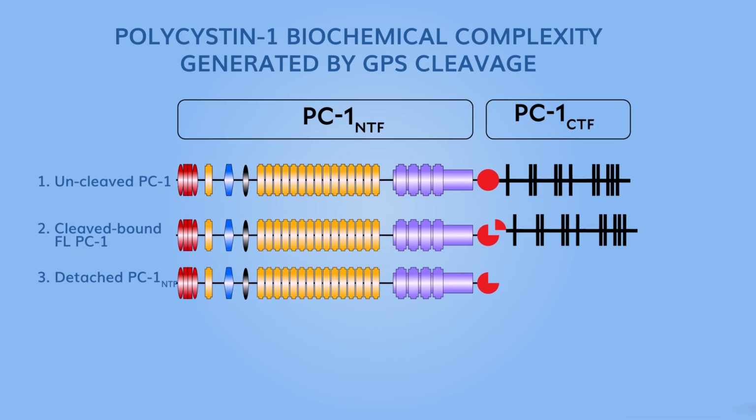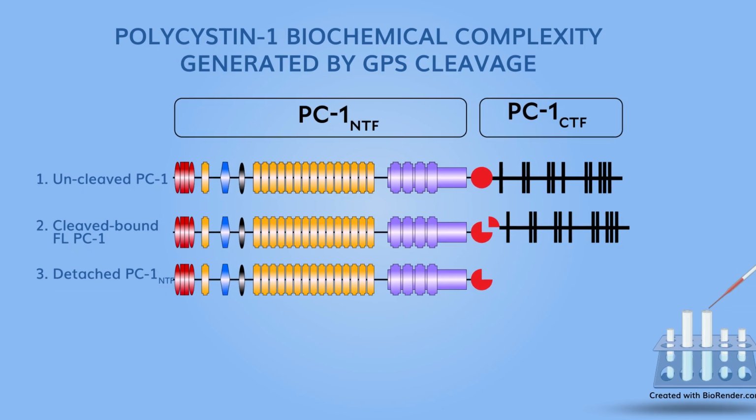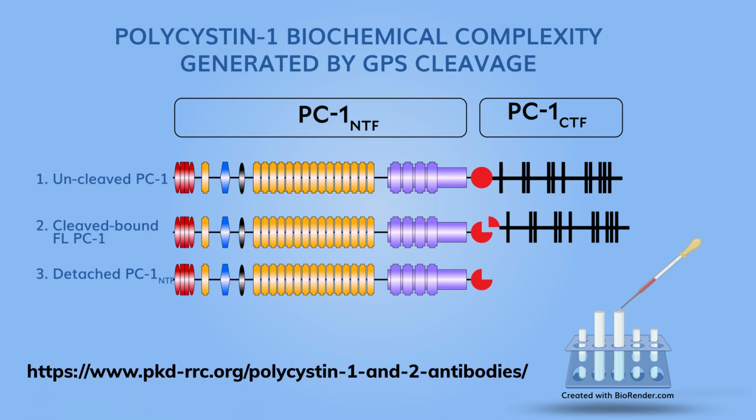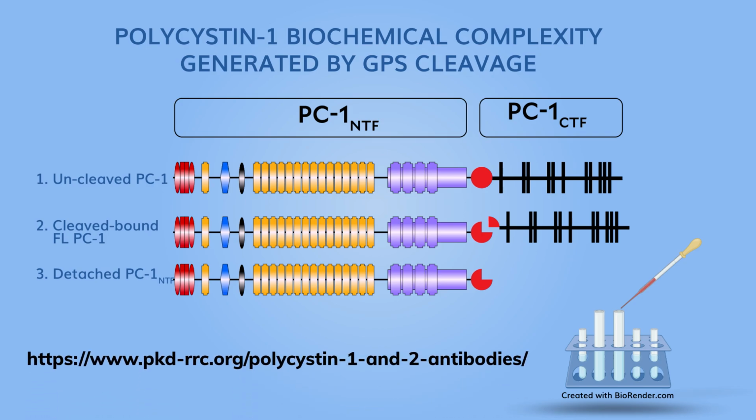Analysis of the full complement of polycystin-1 products requires the use of a combination of specific antibodies directed to PC1 NTF or PC1 CTF. There are many antibodies that have been developed for detection of polycystins 1 and 2. Many of these are available through the PKD RRC website. Here is the link.